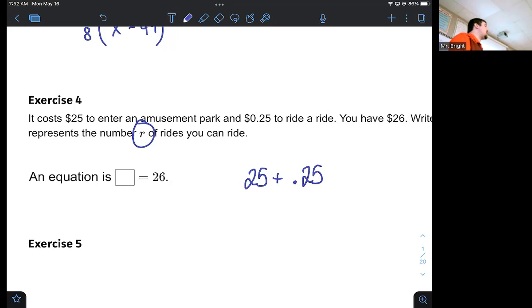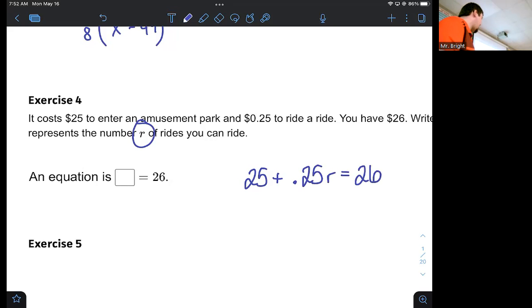But I want to know how many rides I can ride and spend all of my $26. So it's 25 cents per ride. We're going to times that by R. A quarter for every ride, so a quarter for each of those rides. And that's going to equal 26.